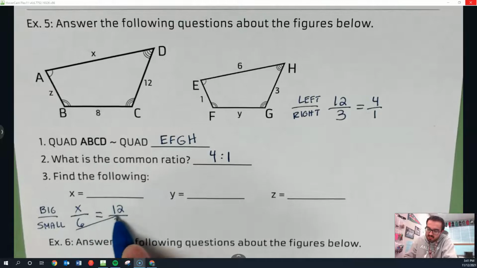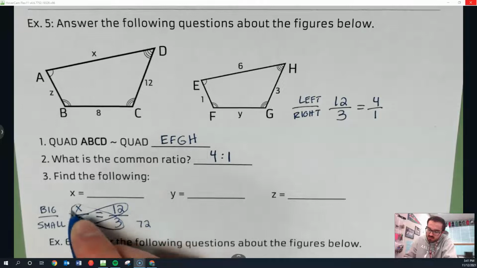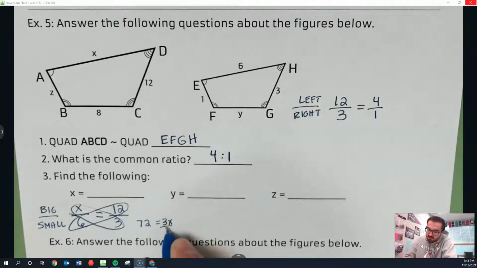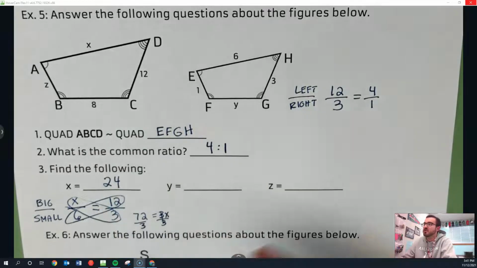Now we just cross multiply. 6 times 12 would get us 72. X times 3 would get us 3x. Divide by 3 on both sides would give us 24. So x is 24.